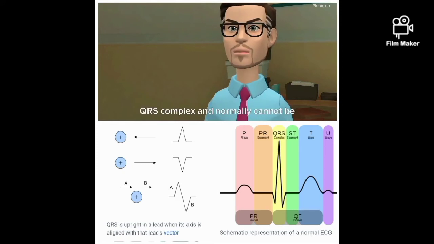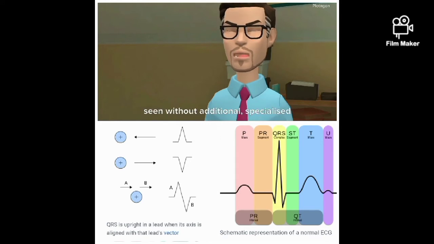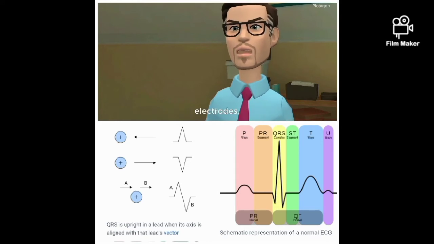Atrial repolarization is typically hidden in the much more prominent QRS complex and normally cannot be seen without additional, specialized electrodes.